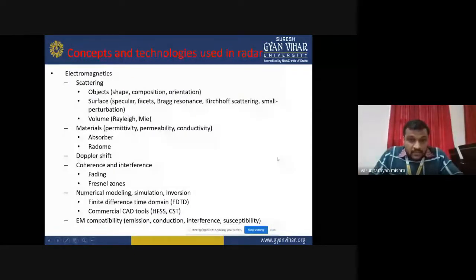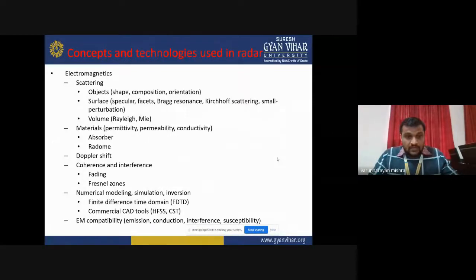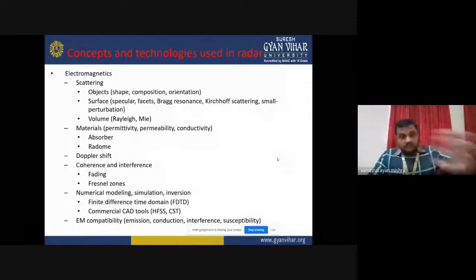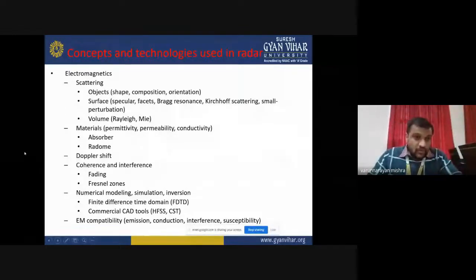Scattering is very important. Whatever the signal is reaching the earth surface, it will be scattered from the object depending on the shape, composition and orientation of the object. Different objects may have different composition, different orientation. So depending on the object type, there may be different types of scattering mechanism. Either it may be specular reflection, or it may be Kirchhoff scattering, Bragg's resonance. These are scattering mechanisms that can happen on the earth surface when the microwave signal interacts with the object. Okay, there may be the volume scattering.